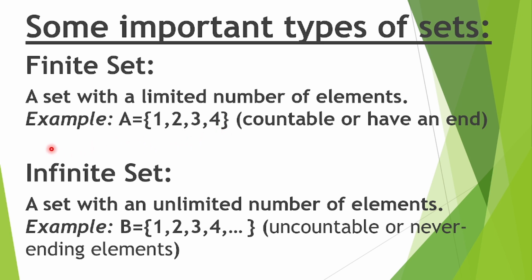Infinite set. A set with an unlimited number of elements. For example, B is a set, B = {1, 2, 3, 4, and so on}. It continues, and what is the end? We don't know. So an infinite set will have uncountable elements and will have no end. This is the main difference between infinite sets and finite sets.